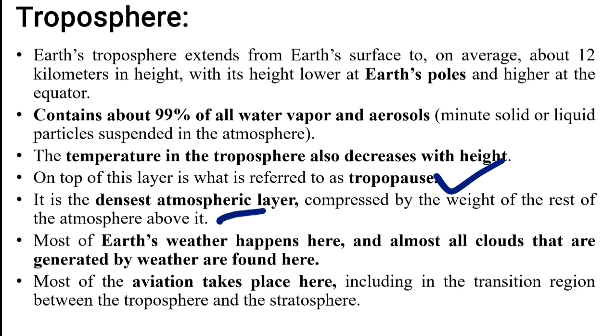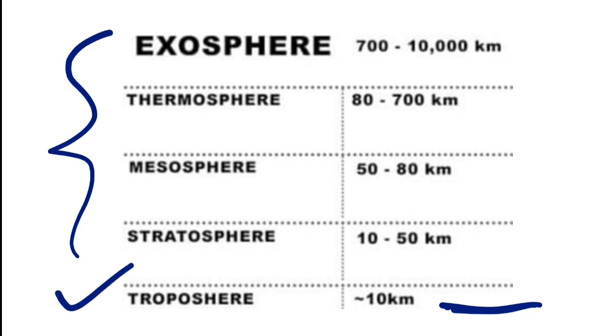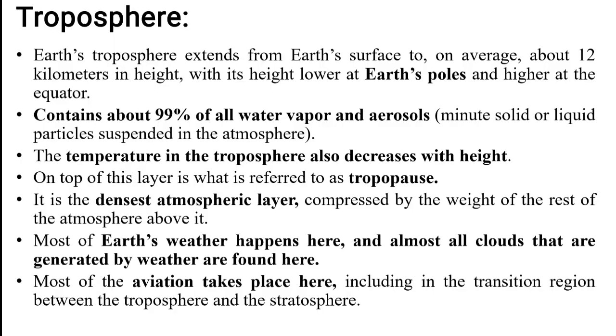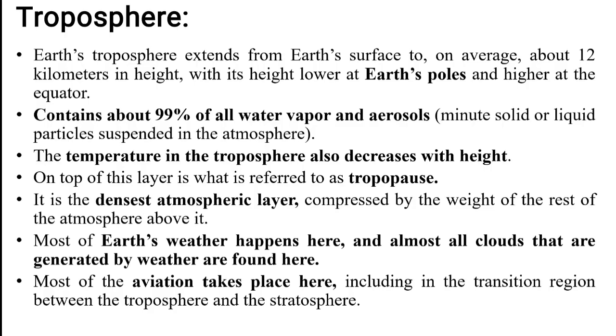It is the densest atmospheric layer because it is compressed by the weight of the rest of the atmosphere above it, as the troposphere is present at the lowest. So it is the densest of all layers, because all the layers above it exert a pressure on it. Most of the Earth's weather happens here, and almost all clouds generated by weather are found here. Most aviation, including the transition region between troposphere and stratosphere, occurs here.